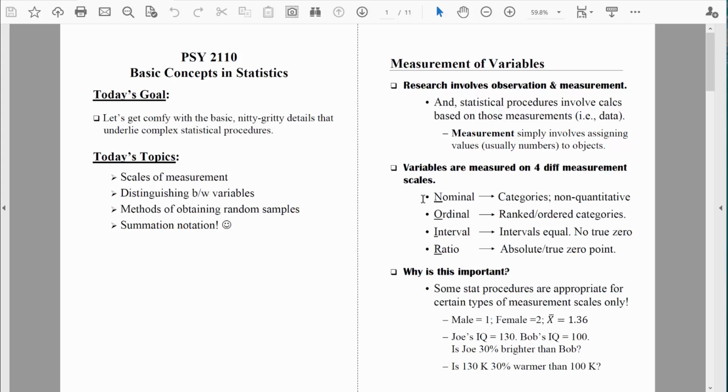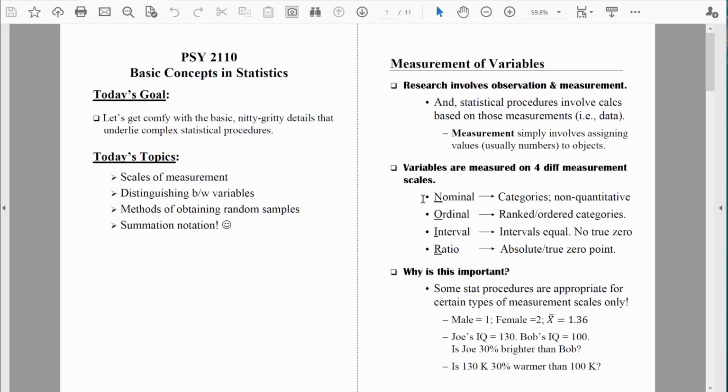Think about gender. We've mentioned this before. Male, female, transgender. You see, these are just names of categories. They don't represent any quantities. I can't put them in any meaningful order. It's not like male is bigger, more important, larger, small.